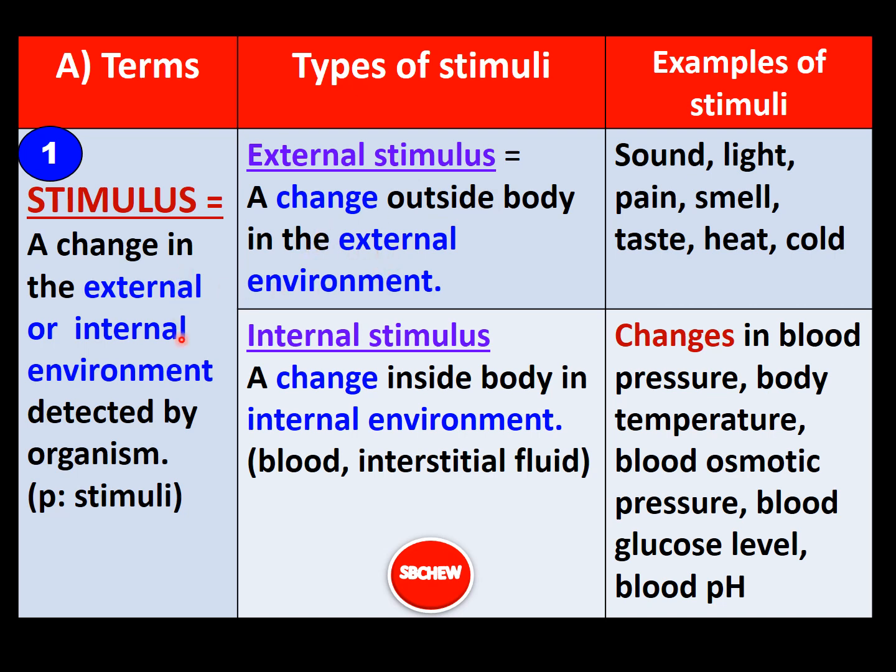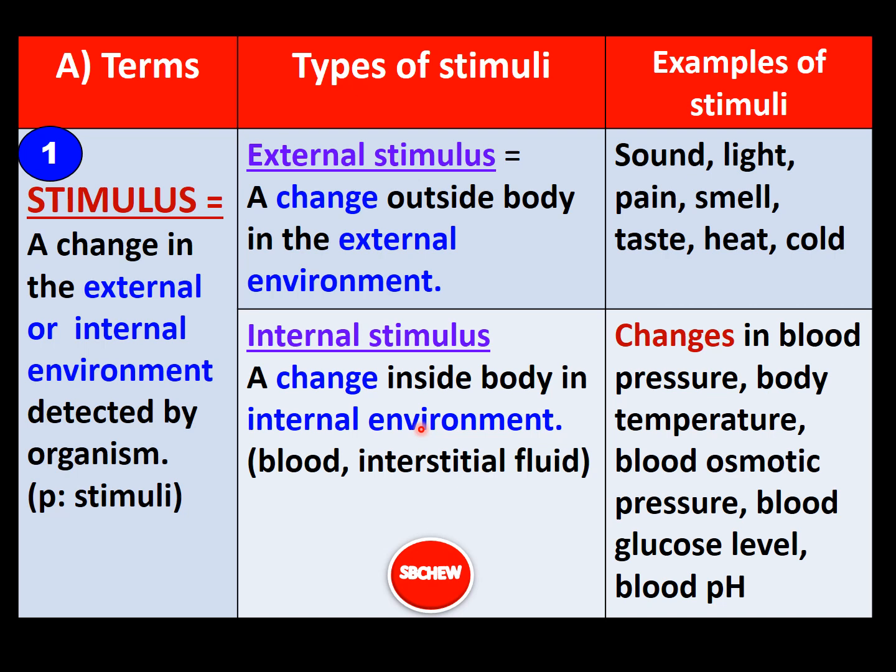Whereas changes that occur in the internal environment are called internal stimulus. Now, what are the changes in the internal environment? So first, the word internal environment means the blood or interstitial fluid that surrounds the cells. So your internal environment is the environment that surrounds your cells inside the body. That's why it's called internal environment. Okay, the environment around the cells.